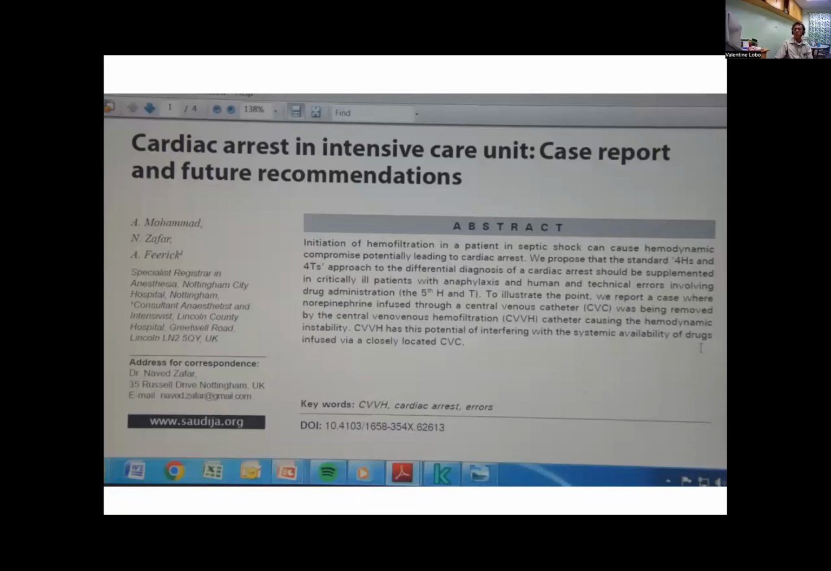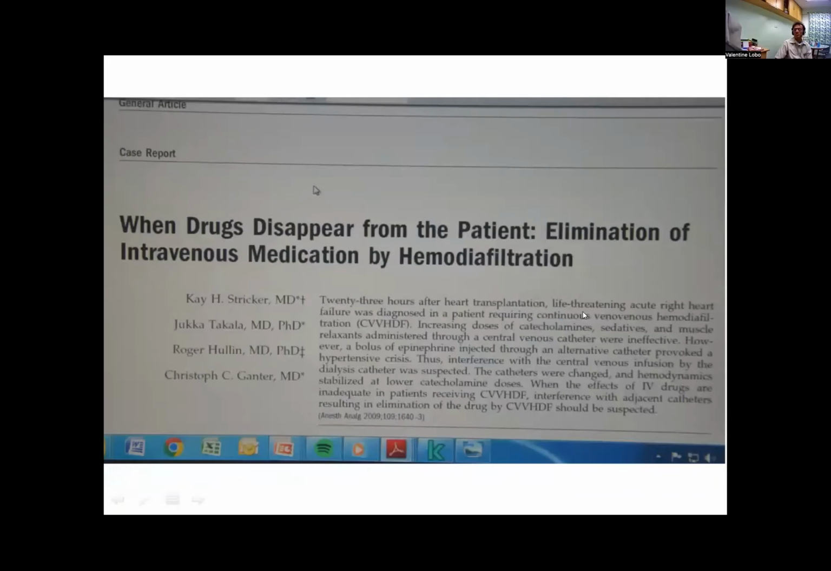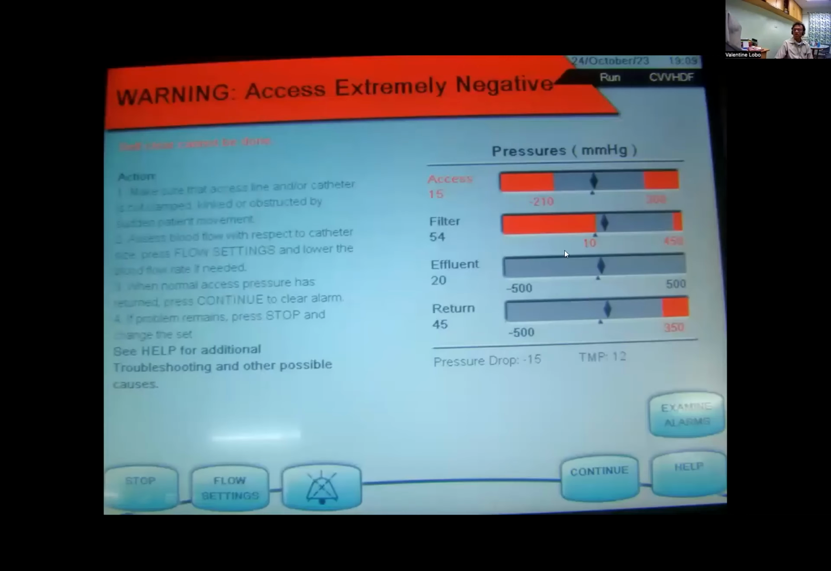These are actually case reports of things that have happened in such a situation. This is a cardiac arrest which happened in a patient who was started on CVVH because the RRT catheter dragged out all the inotropes and the patient's blood pressure suddenly crashed. And so is this: when drugs disappear from the patient, intravenous medications pulled out by hemodiafiltration. So it's necessary to be aware of this when performing a renal replacement therapy or CRRT in a patient on very high inotropes.